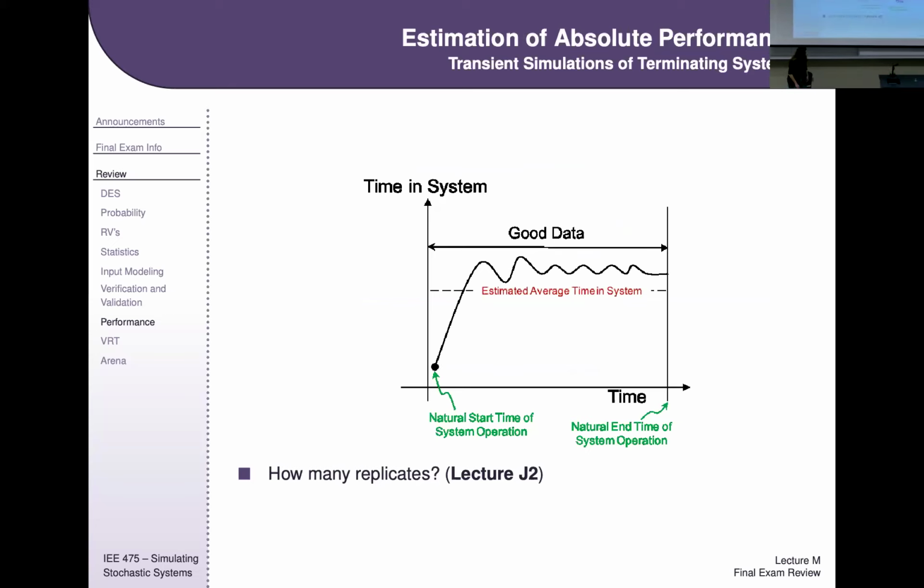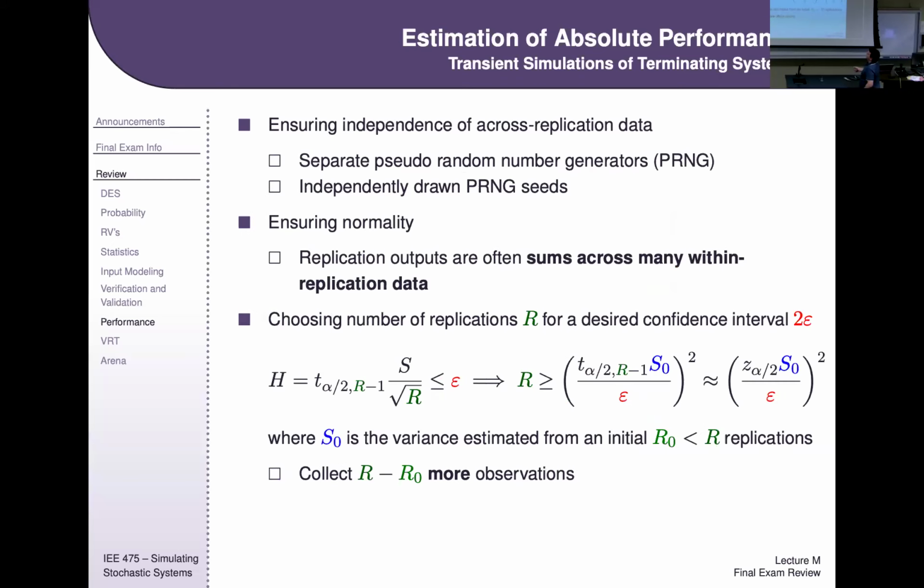So once we were done with intervals, we talked about the two types of simulations. Transient simulations for terminating systems, where the key question was how many replications, and we came up with this formula, and this was an alternative to doing a power analysis. So understanding where this formula comes from, why we use it, and the general process of running a couple of pilot runs to get a variance estimate, and then using that variance estimate to predict how many more replications you need.